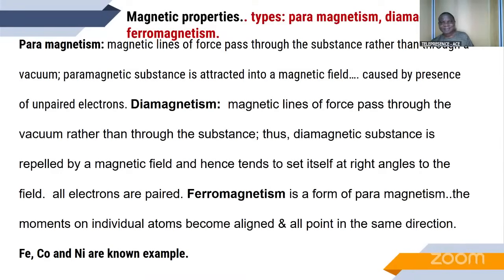Magnetic properties. Again, we are talking about paramagnetism, which is due to a number of unpaired electrons. The electrons must not pair. Diamagnetism, electrons must be paired. Ferromagnetism is a kind of paramagnetic property, but mostly displayed by iron, cobalt, and nickel. So if we ask which of the following is not ferromagnetic, and you have vanadium and copper among the four options, just know that iron, cobalt, and nickel are ferromagnetic. Anything outside them is not ferromagnetic.